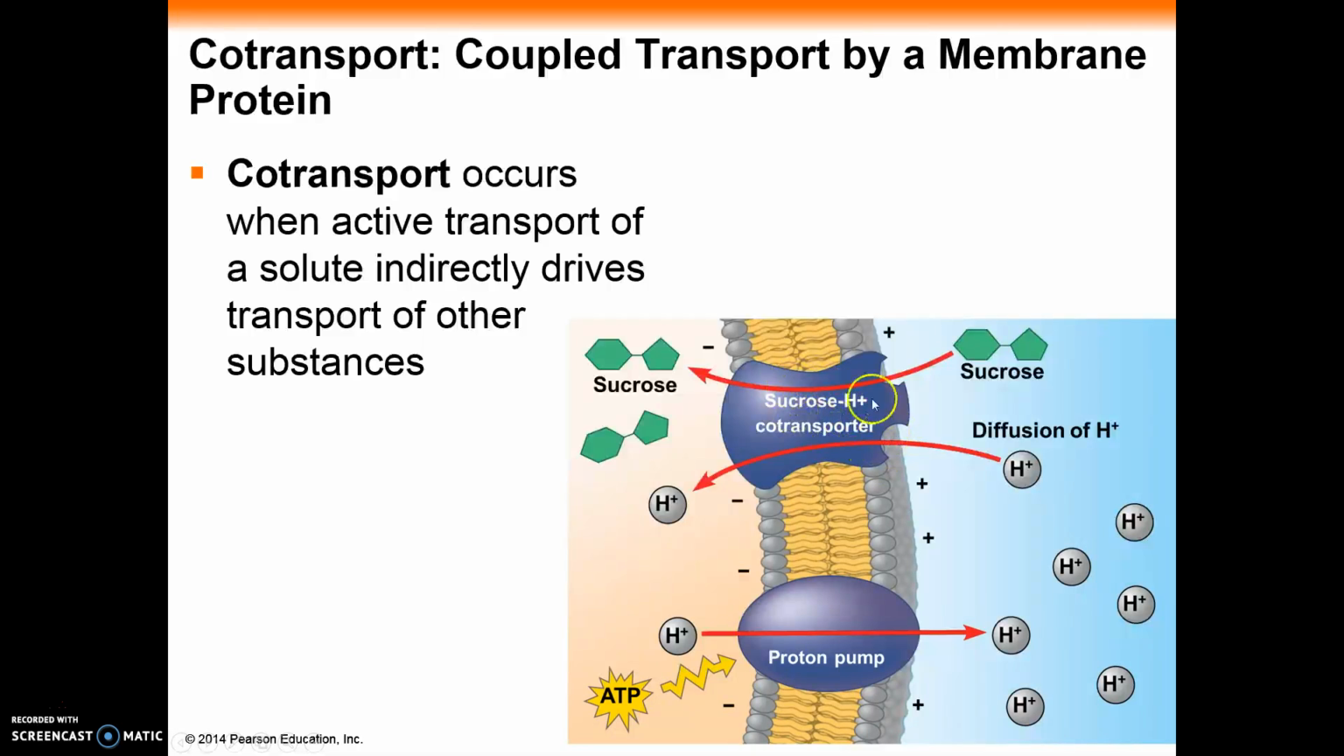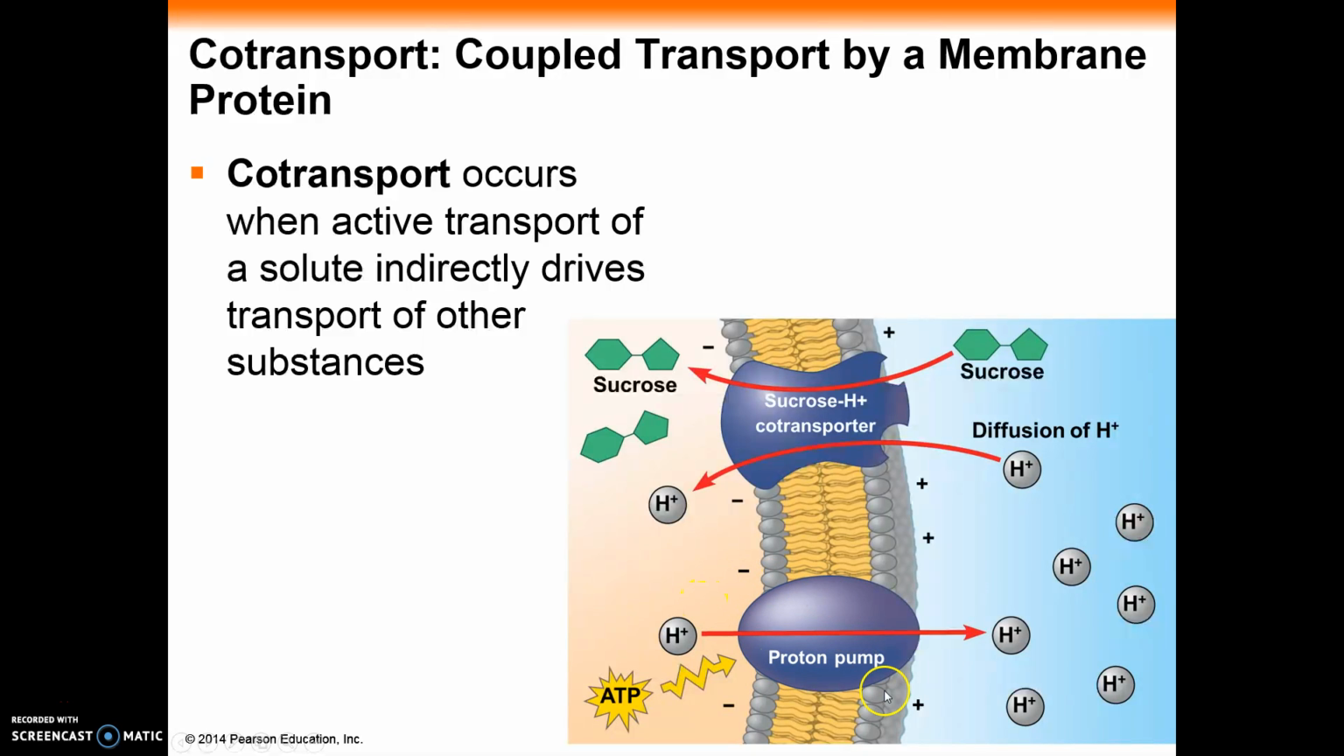So here, this sucrose proton cotransporter can transport a sucrose molecule, which is going to be in a lower concentration outside the cell than inside the cell. So it's moving it against its concentration gradient by moving a proton through with its proton gradient. And it only has a high proton gradient and electrical gradient because we've used energy to pump those protons out.